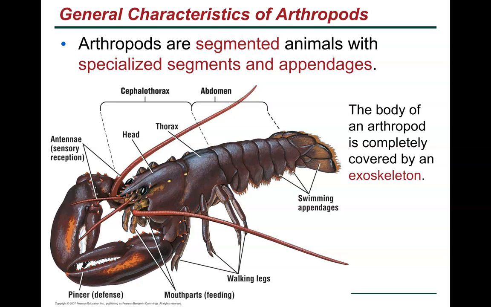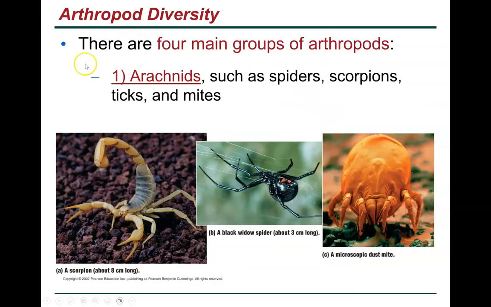Another characteristic that's important is exoskeleton. So I will accept segmented exoskeleton or specialized segments, appendages. Any of those would work as your characteristic for the exam. Example, there are going to be so many examples here. This is a lobster. That's one example.